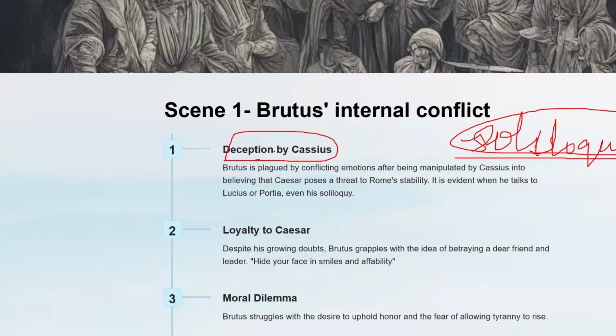Okay, and we can also see that Cassius is a very deceptive character and he tries to convince Brutus, he tries to manipulate Brutus further. Not only that, he also doesn't want to have a fallout with Brutus. A fallout refers to some kind of a difference of opinion. He doesn't want to do that.